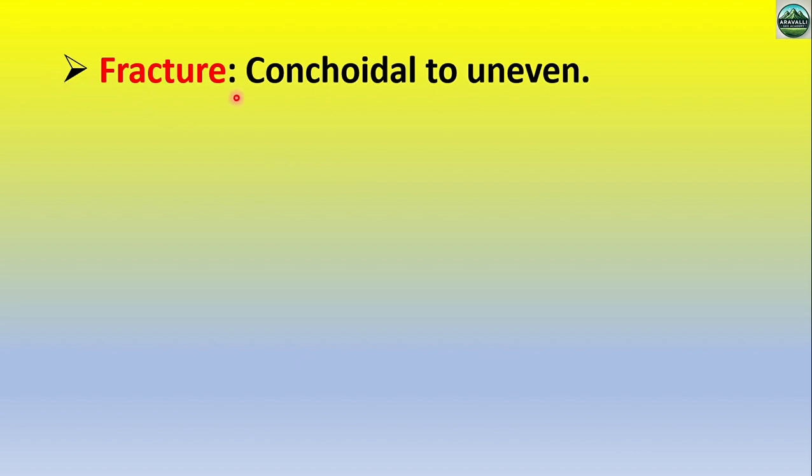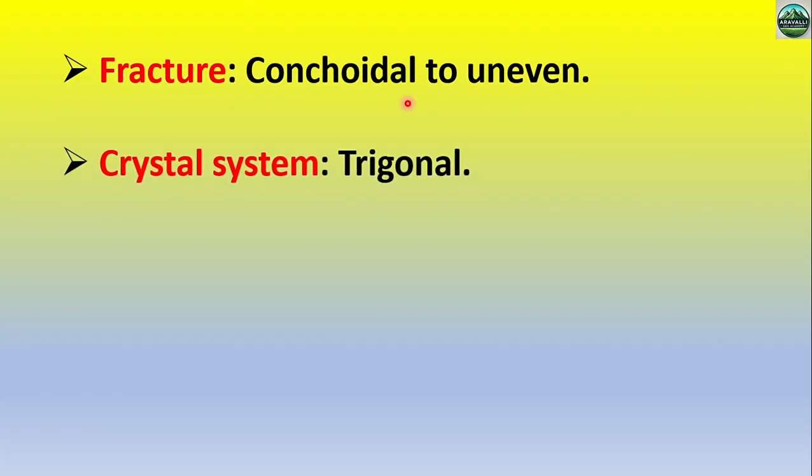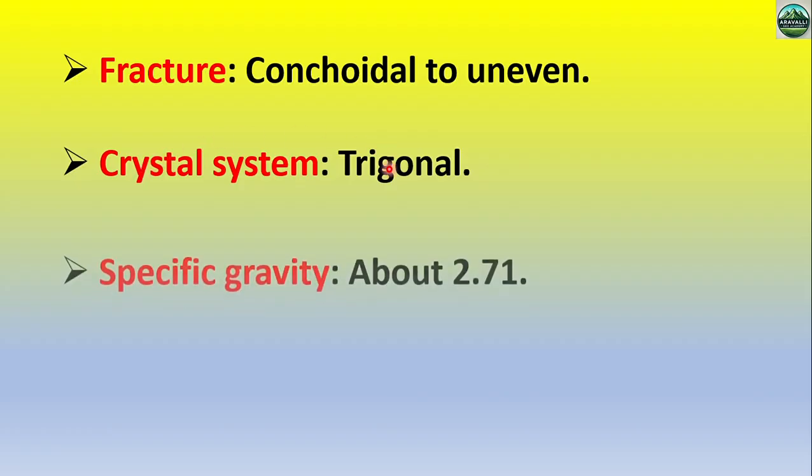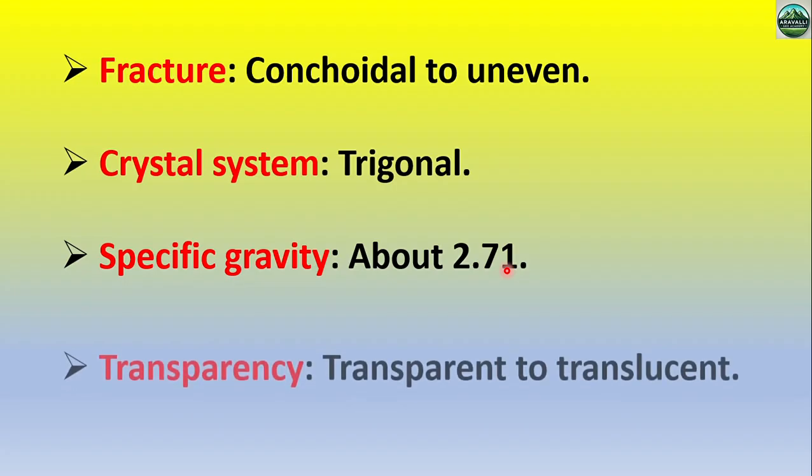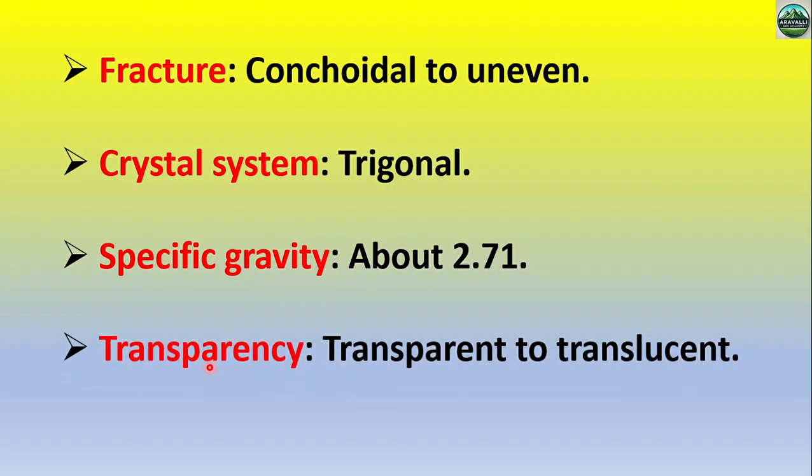Next, the fracture of calcite is conchoidal to uneven. The crystal system of calcite is very important. Calcite crystallizes in the trigonal crystal system. Next, the specific gravity of calcite is 2.71, and the transparency of calcite is transparent to translucent. So in this slide, the crystal system is very important: trigonal.